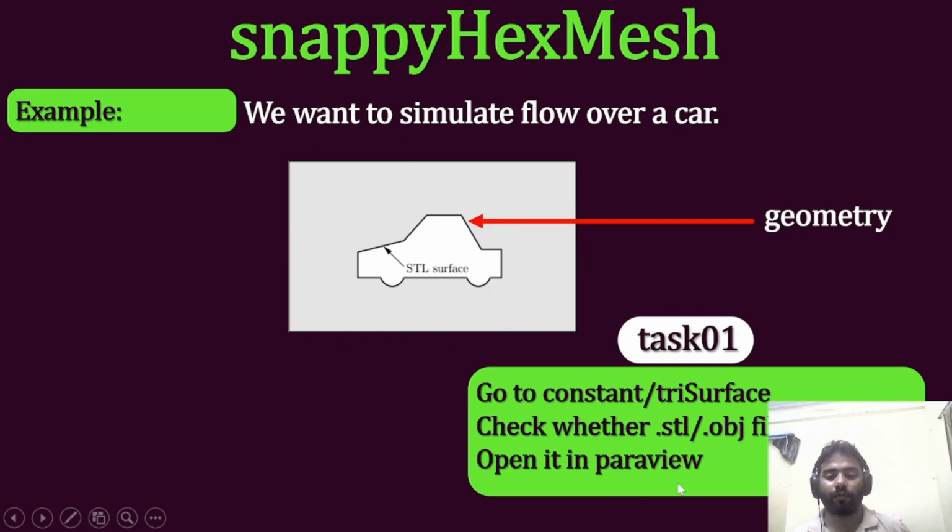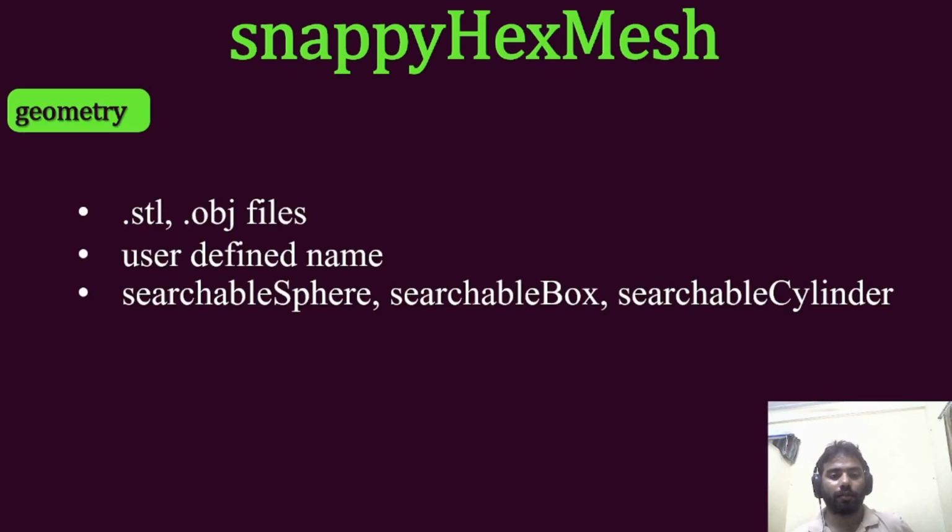Okay, so opening it in ParaView will give you an idea of what the boundary should be, what the bounding box should be for your meshing simulation. Okay, so let me show you other examples if you want to create the geometry. Either this should be an STL file or an .obj file.